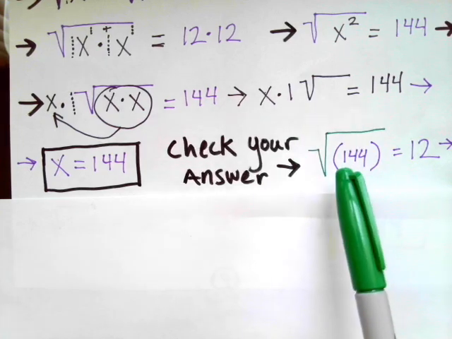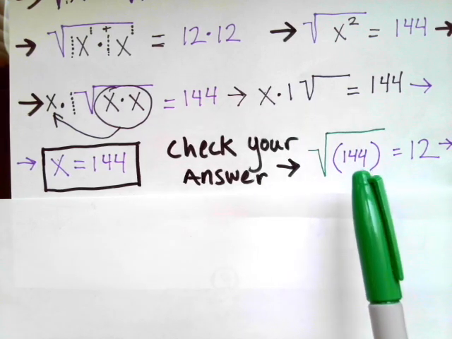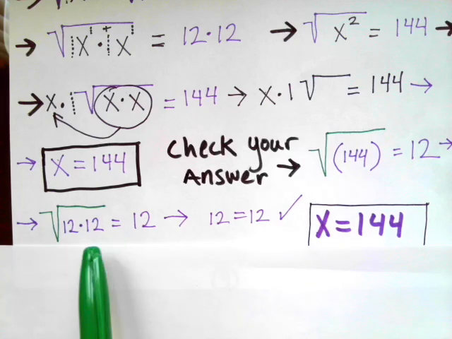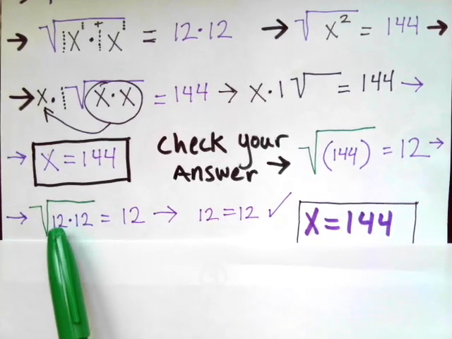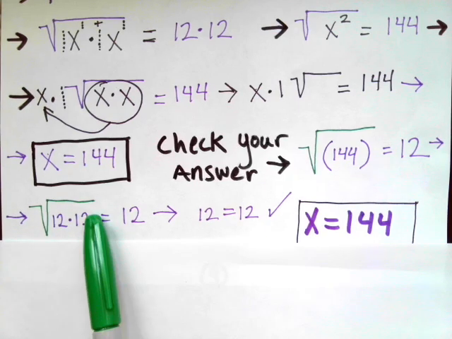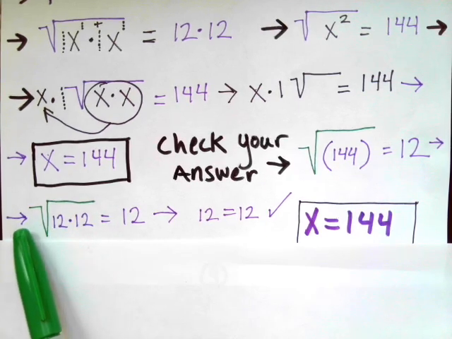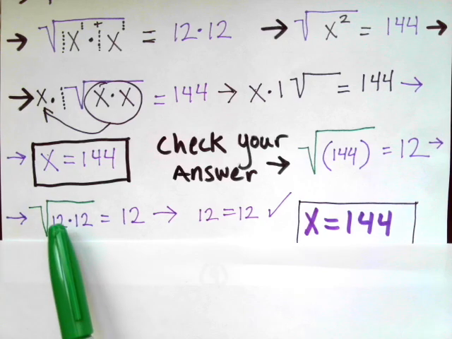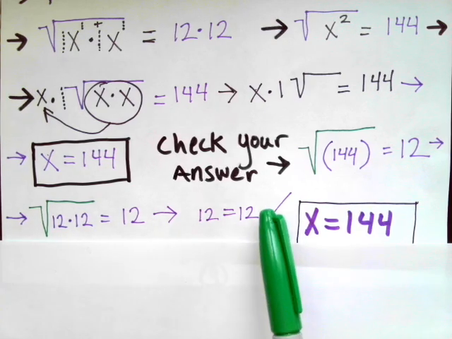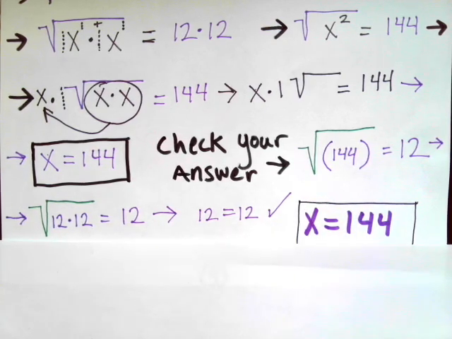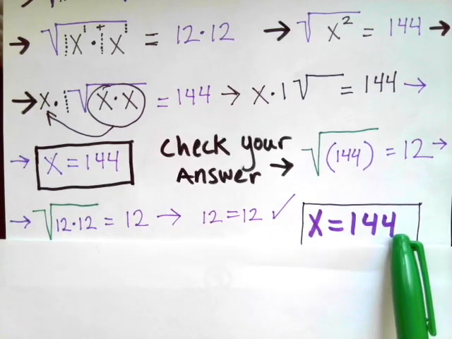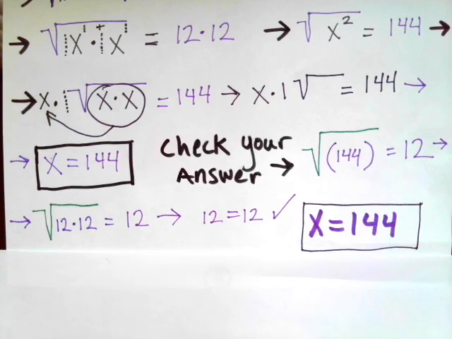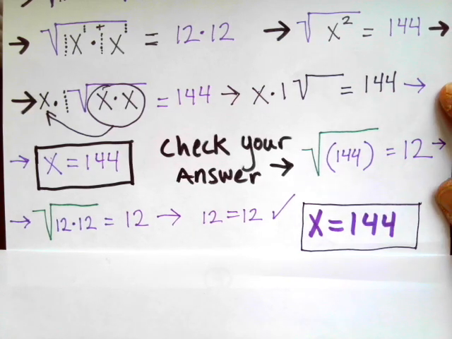Now let's simplify. I know that 144 is a perfect square. I'm going to show that here in these remaining steps. 144 is 12 times 12. I got a perfect pair. I can pull that 12 out. 12 times 1 is 12. The radical disappears. 12 equals 12. That is a true statement. x has got to equal 144. So I strongly suggest you check your answer. This is how you do it.